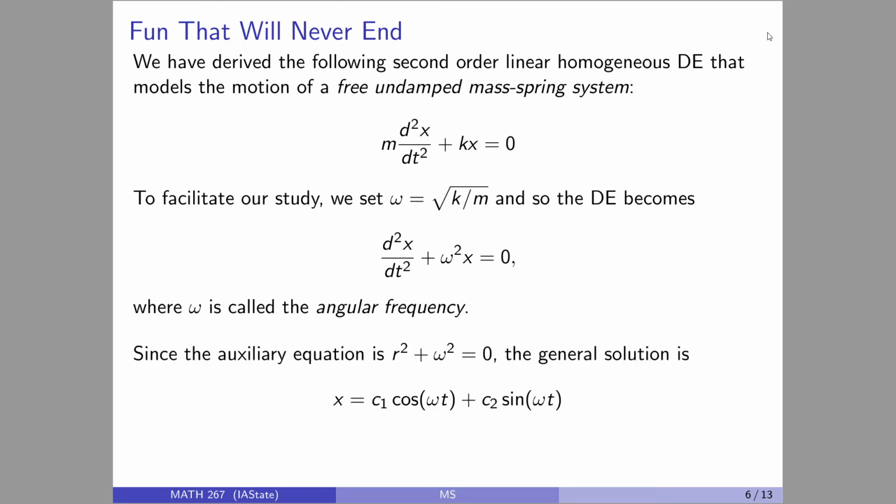The reason we're doing that, as you can see right now, is that it makes the general solution look a hell of a lot nicer. Because the auxiliary equation then is r squared plus omega squared, which means that r is plus or minus i omega. And so the general solution is then c1 cosine omega t plus c2 sine omega t. So, very good reason for introducing this omega. Just makes the math look a little bit easier. It does mean there's more junk we need to keep track of.